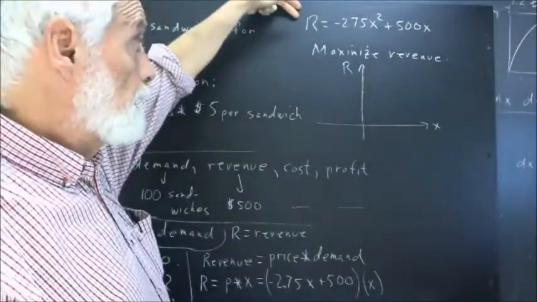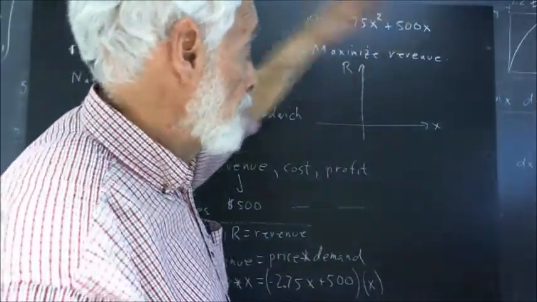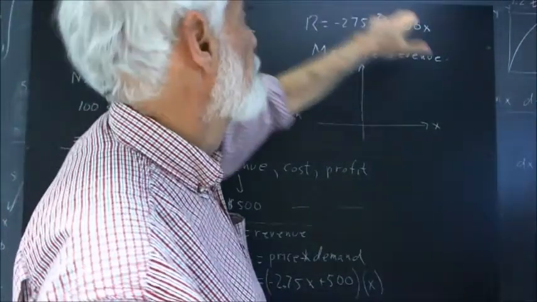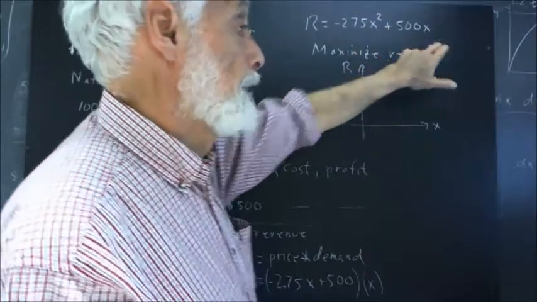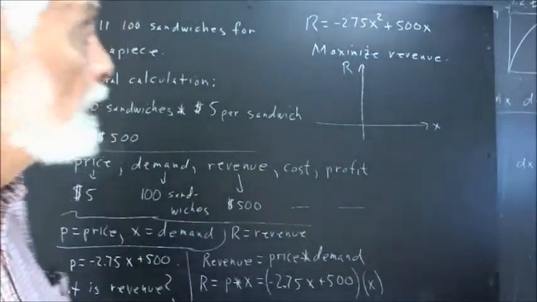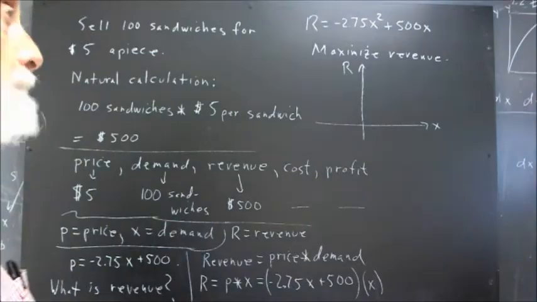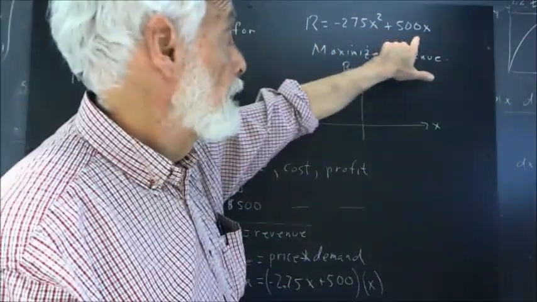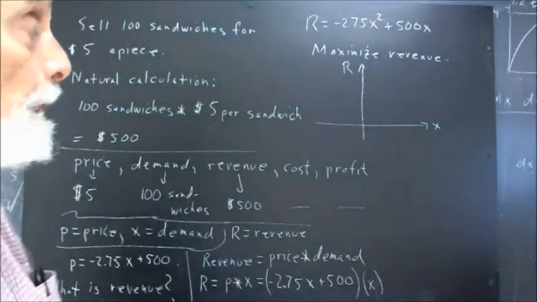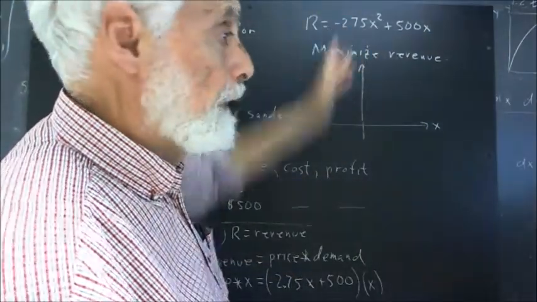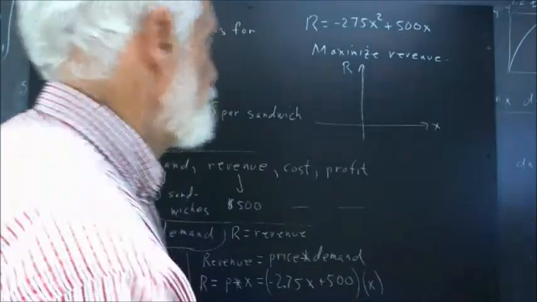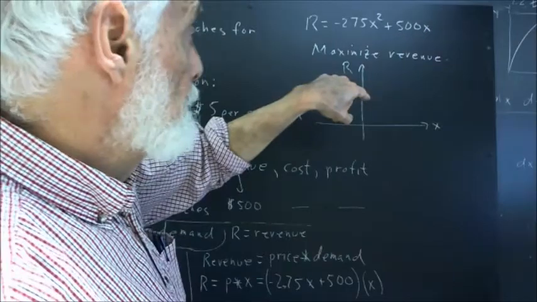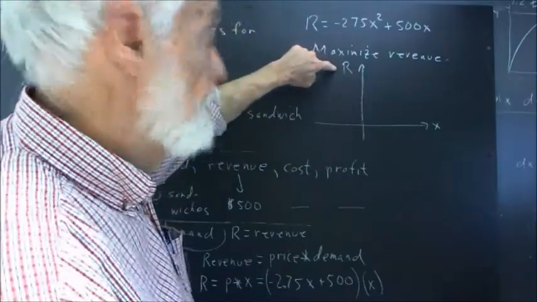What kind of a graph do we get if we graph the revenue versus x? Well, this is a quadratic function. It's got an x squared term and an x term. Doesn't have a constant on the end, but that's perfectly legal. It's a quadratic function, so it has a parabolic graph. And the coefficient of x squared is negative, so the graph opens downward. So we have some sort of an upside down parabola. The peak of that parabola will represent the point where the revenue is maximum.